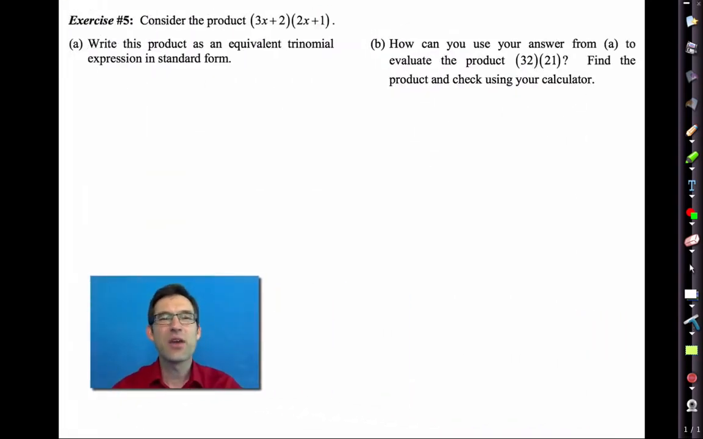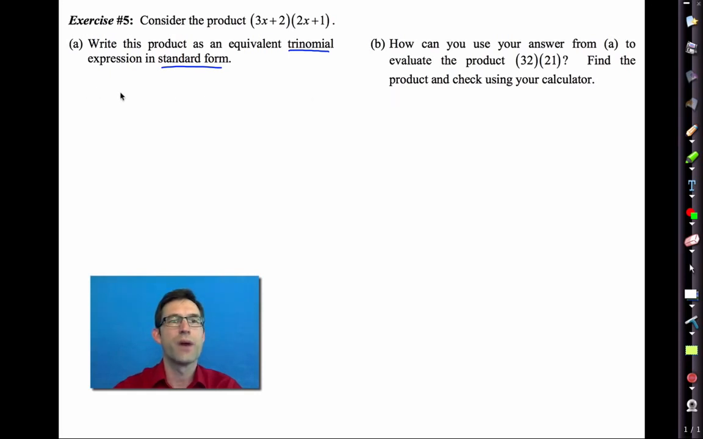Okay, let's look at one last one. Okay, we're back to the easier multiplication. Exercise 5 says, consider the product 3x plus 2 times 2x plus 1. Letter A just says write this product as an equivalent trinomial expression in standard form. So I'd like you to do that, please. Pause the video and take a couple minutes to multiply those out and express it as a trinomial in standard form. We'll talk about that maybe a little bit more once you're done with letter A. Pause the video now.